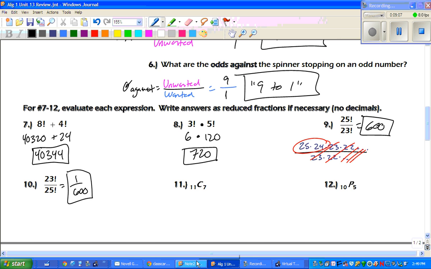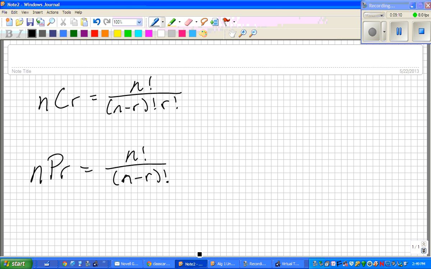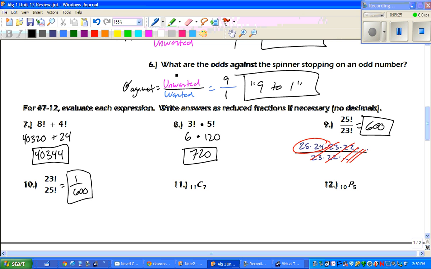Okay? Now, for 11 and 12, you need to know this right here. Okay? You gotta know the formulas. Because while you can just plug it straight into your calculator and get the right answer, we're requiring some work. We want to see that you know how to do that. Where, let's see, we would write the 11 would come on the top, and we would get 11 minus 7 and then 7.